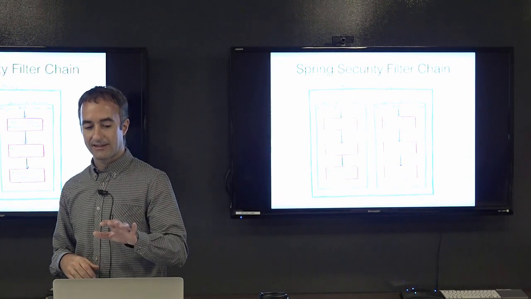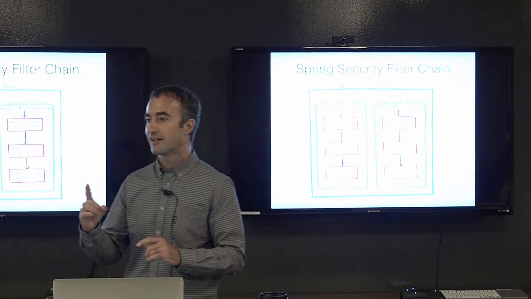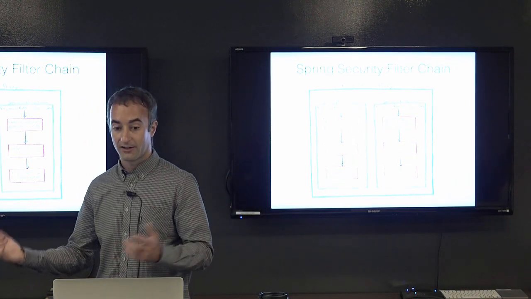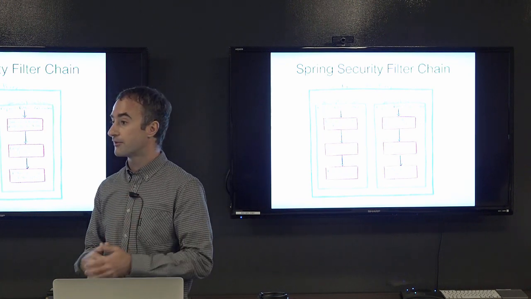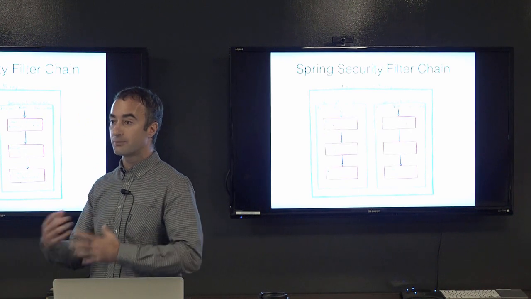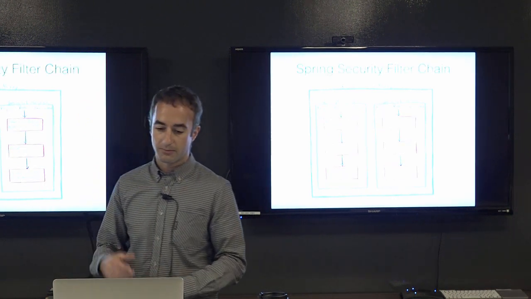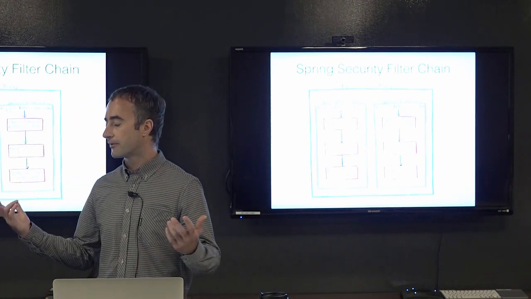But that's the special thing of the Spring Security filter chain. It's not one filter. It's a filter of filters. And in a lot of cases, in a complex setup, you could have 5 security filter chains with many filters in each of those chains. So it's pretty sophisticated. But I wanted to give that 100-foot view of what the Spring Security filter chain looks like.